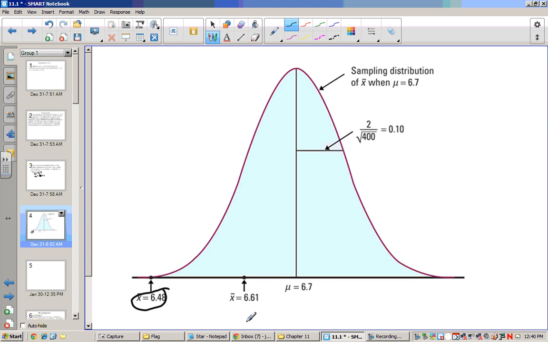If it was something like 6.61, well, that can happen just due to variation from sample to sample, but not something as far as 6.48. And we'll explain more about how to do the math of that in our next videos.